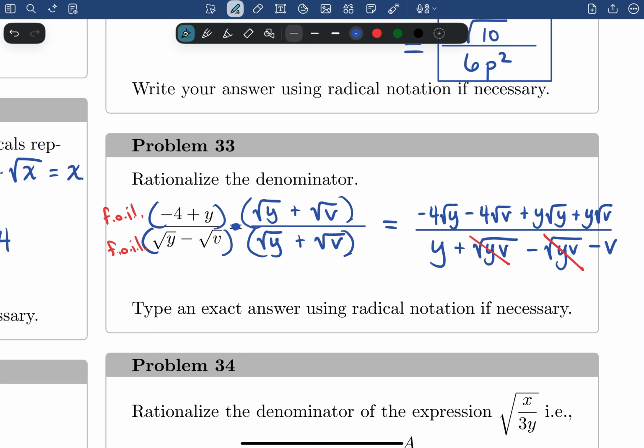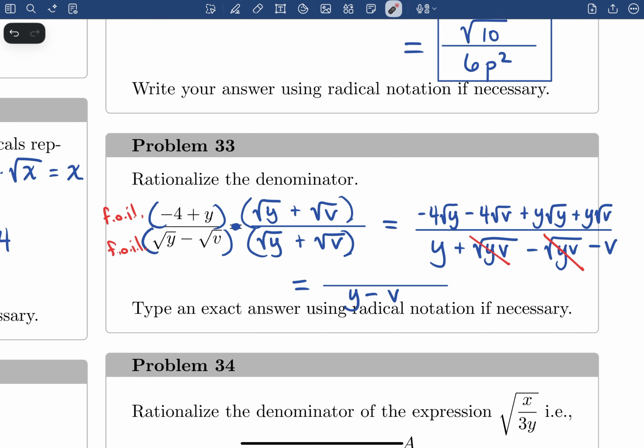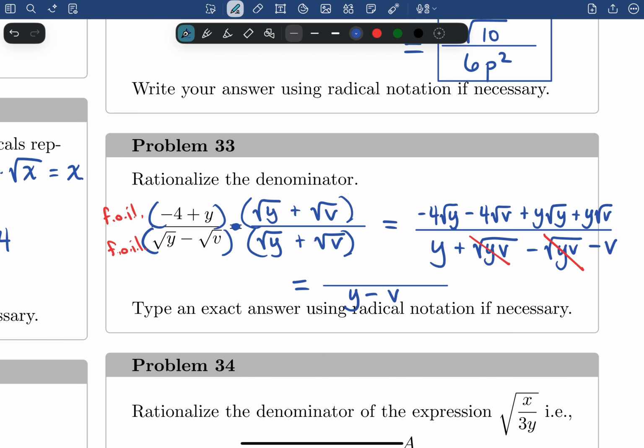And perhaps I'll write the final solution down below. So I'll say that this is equal to, well, my cleaned up denominator is y minus v. And looking at my numerators, it looks like none of my terms are like terms. Okay, so I can't really do that much. I'll just leave it the same.